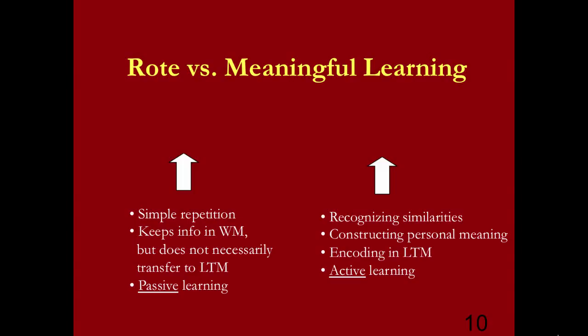You need to recognize similarities and differences, construct your own personal meaning so that when you go to retrieve the information, it's easily retrievable because you've associated it with something that you already know. You need to encode using those elaboration and organization strategies. This is active learning because your working memory is having to actively process the information to call into the working memory things from your long-term memory so that they can associate with the new information that's coming in. This is very active and takes a lot of concentration.